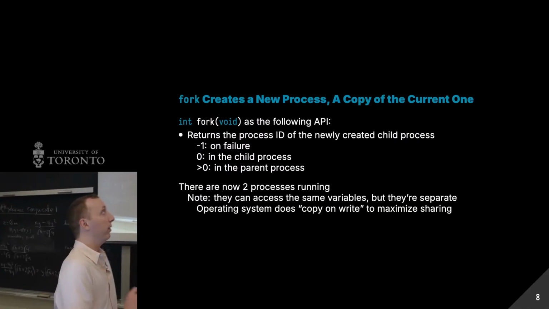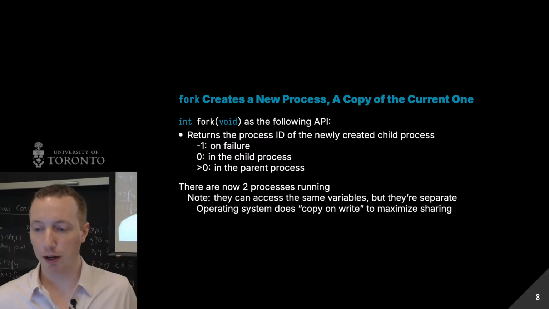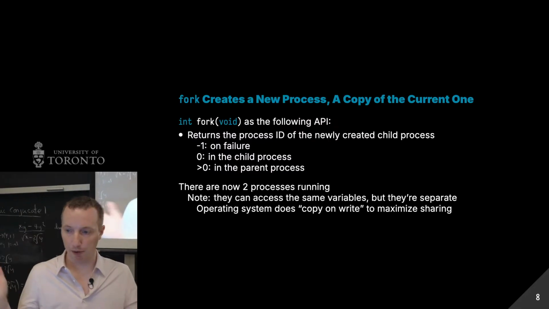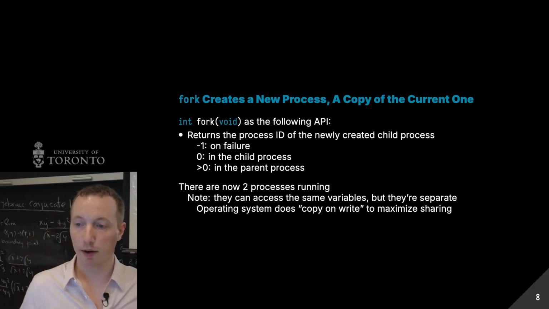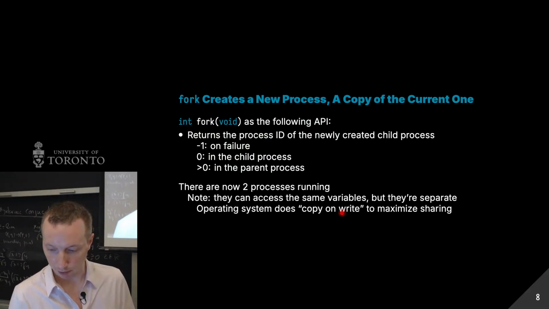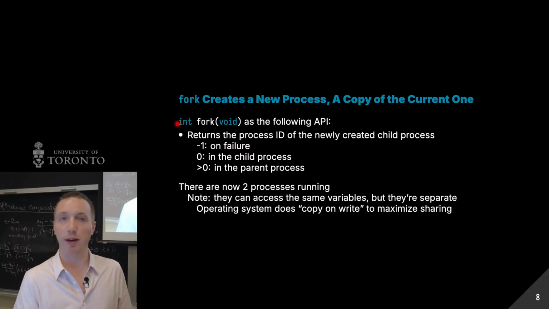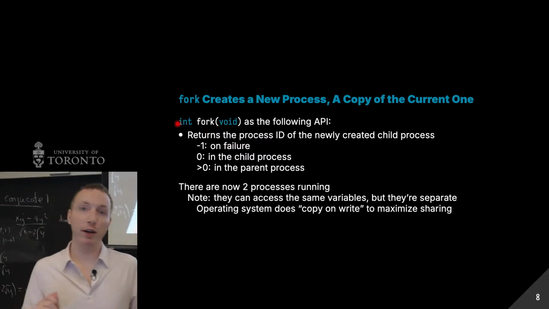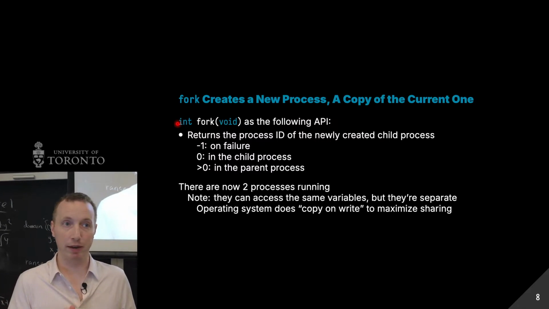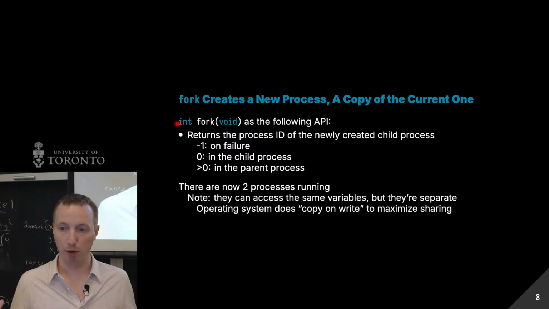So this is the system call we use to create a new process. It is called fork because it's like a fork in the road. We're diverging a bit between the two processes. So this creates a new process that is a copy of the current one. It takes no arguments, so it's just fork, and it returns an integer. And the return value of this fork function is going to be different between the two processes, and that's going to be the only difference between the two processes.